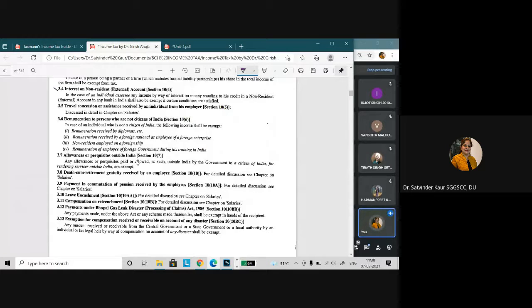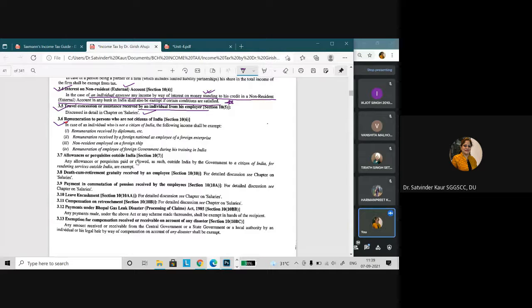This particular point says that in case of an individual assessee, any income by way of interest on money standing to his credit in a non-resident external account in any bank in India shall also be exempt if certain conditions are satisfied. So these conditions say that if we are having the interest income in the Indian account of a non-resident who is not residing in India, then if certain conditions are satisfied, that particular interest income is going to be exempt. Then travel concession given to an individual by his employer, we'll discuss in the head salary.